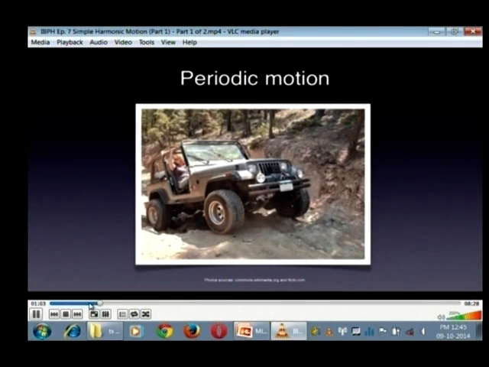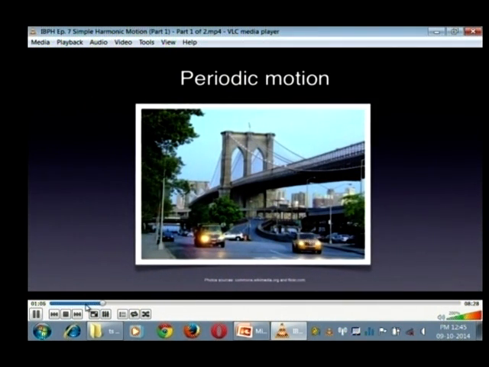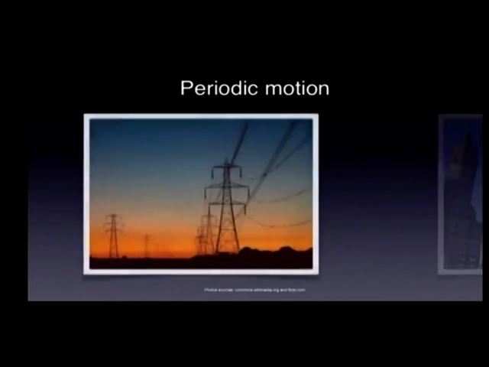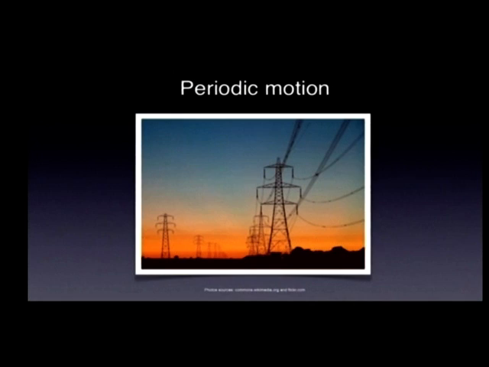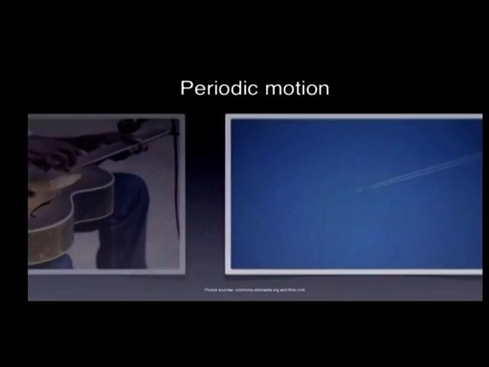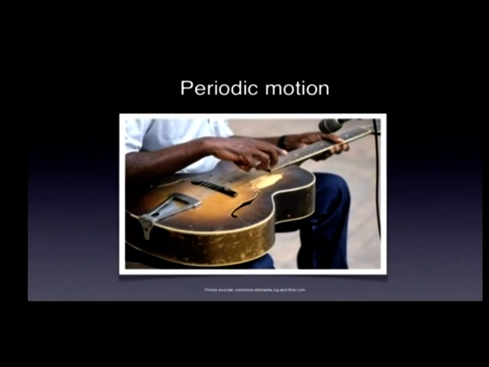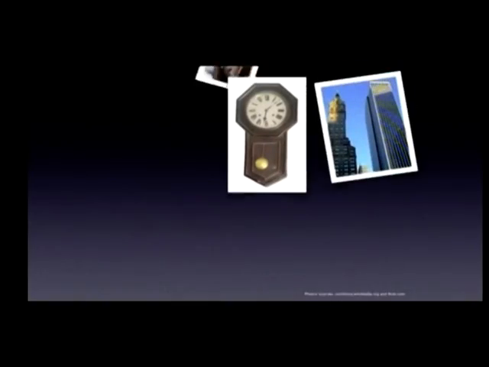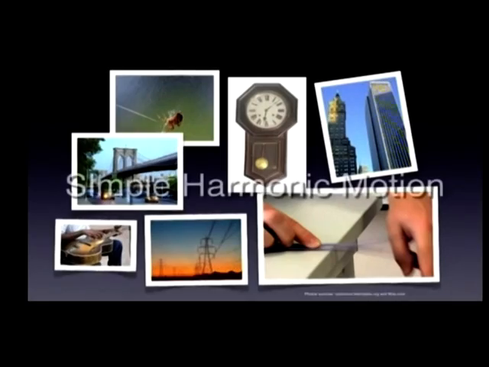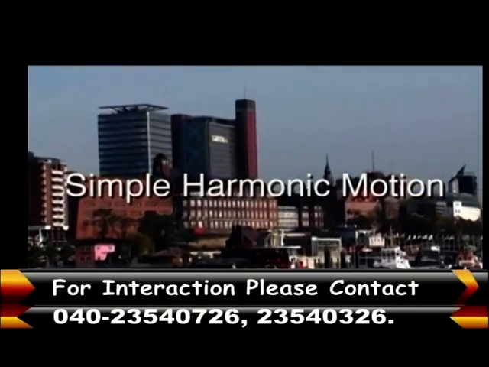There are so many periodic motions. Vibratory motion of a bridge: when vehicles move, the bridge can oscillate. The electric power wires can also move in periodic motion. An aeroplane can move, and a guitar string has periodic motion. These are all periodic motions, but not simple harmonic motions, because simple harmonic motion has three conditions.